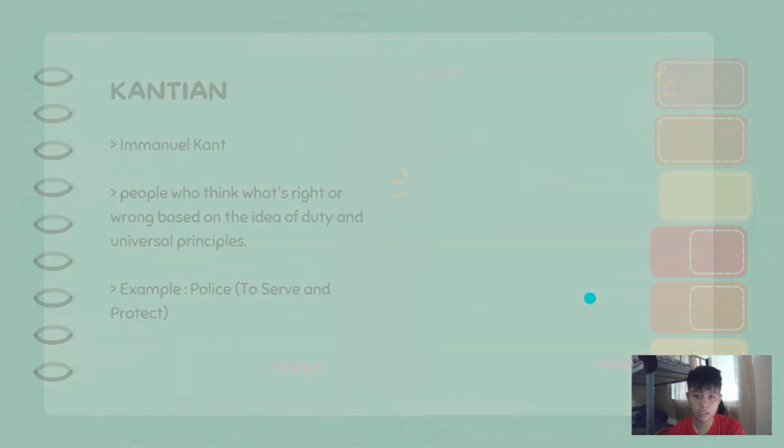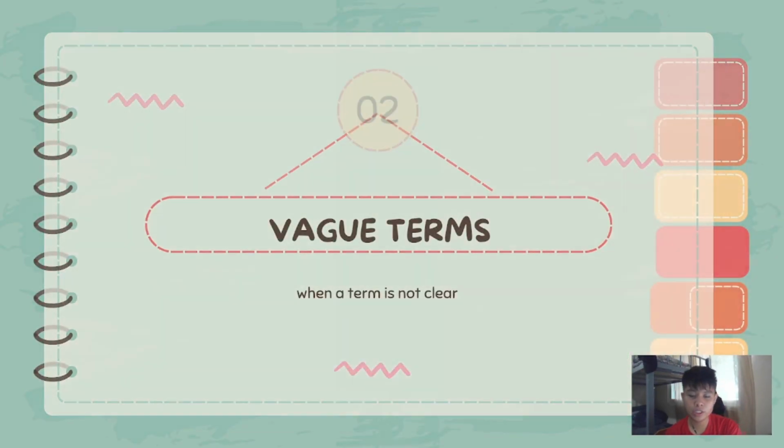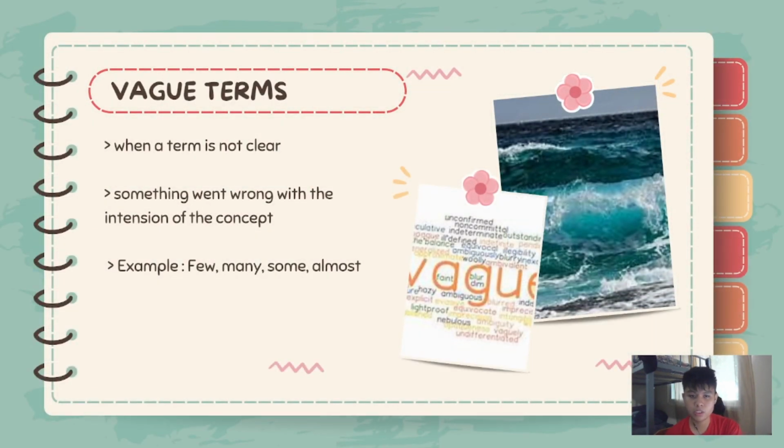The next one is vague terms. Vague terms happen when a term is not clear, something went wrong with the intention of the concept, and the set of traits or characteristics that members must have to be included in the extension is not enough to determine what to include and exclude. For example, few, many, some, almost. These terms are vague as we don't know how many items we are talking about. Few people, so ilan. Many things, so ilan.